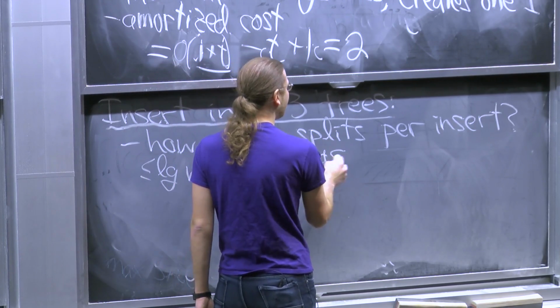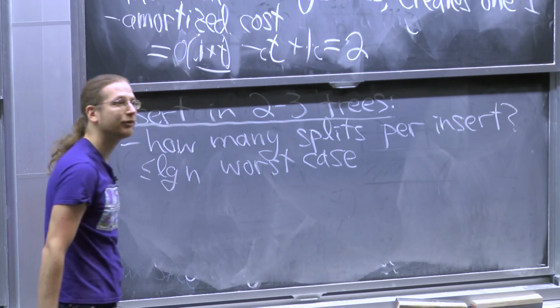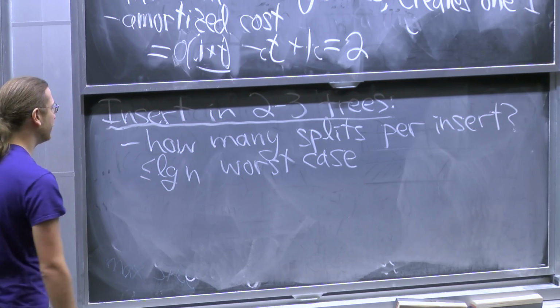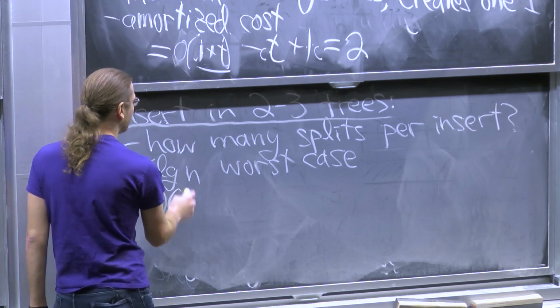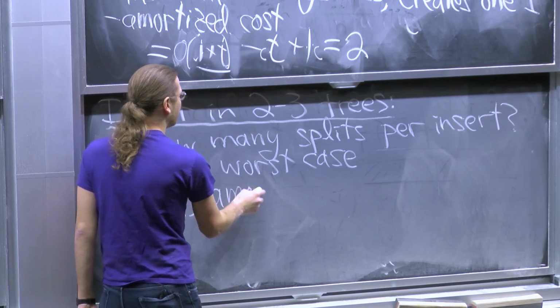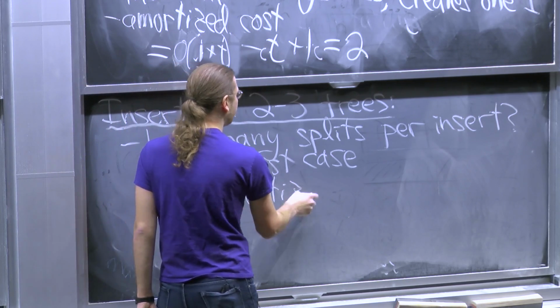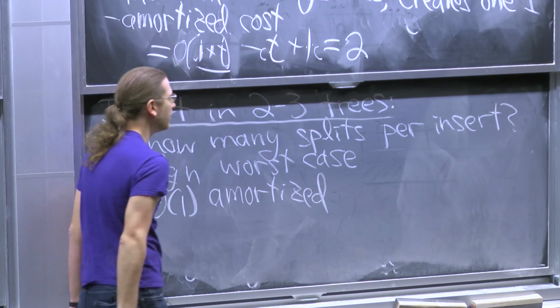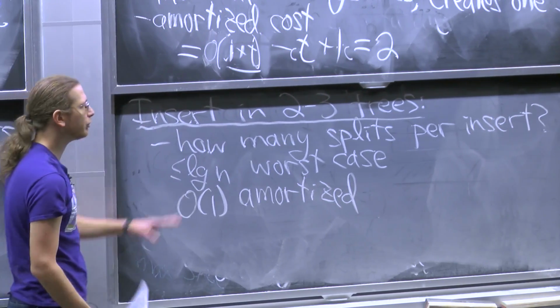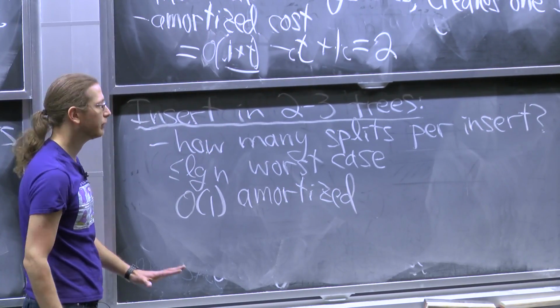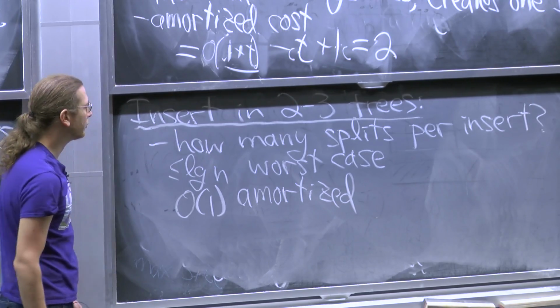But as you may be guessing, I claim the amortized number of splits is only constant. And first we'll prove this with insertion only. With insertion and deletion in a 2-3 tree, it's actually not true. But for insertion only, this is true. So let's prove it.